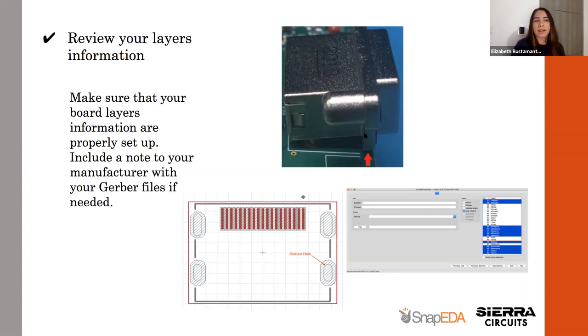And the reason why we have had these issues is because some of our users are using Eagle, and sometimes they don't know how to handle slotted holes, or sometimes they just forget to send the Gerber information to their manufacturers. And if you're designing a multiple layer PCB, so you have inner layers, you have to be very careful about this, at least in Eagle. I think you need to isolate the connections here.